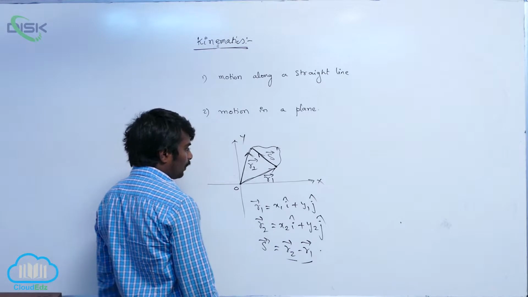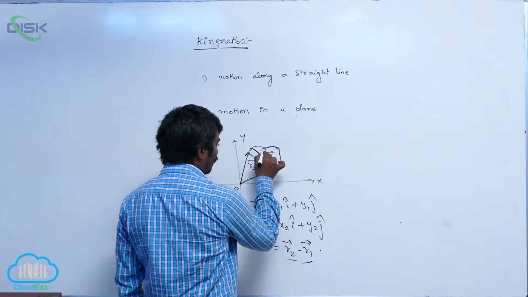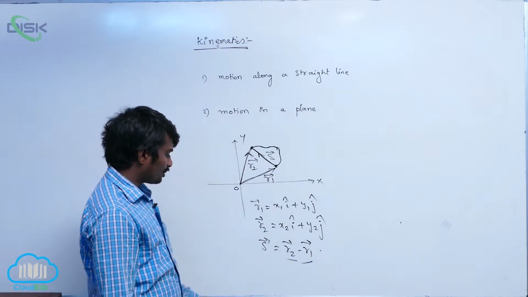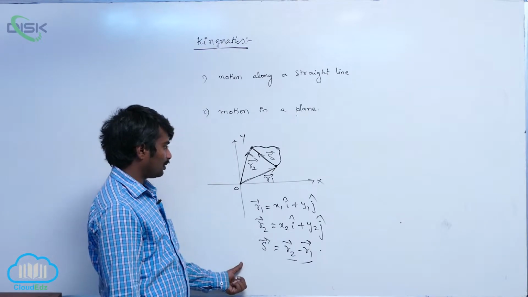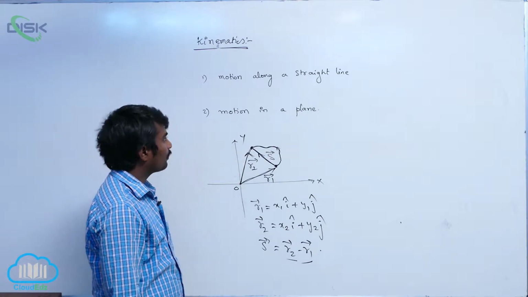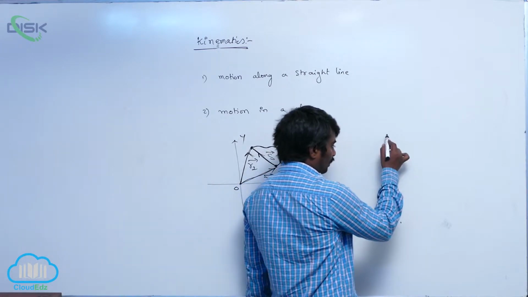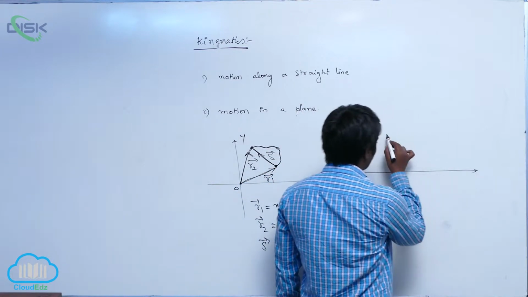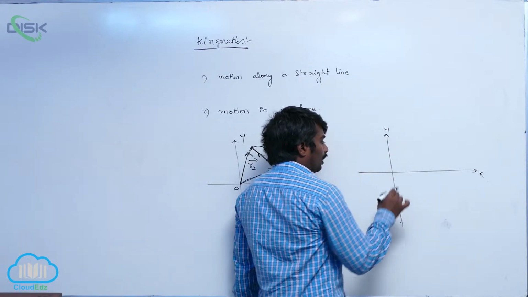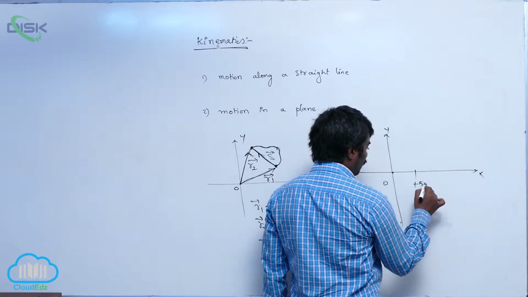Now path length. Path length means the length of the path followed by the object. So in this way we can discuss the displacement and path length as far as motion in a plane is concerned. And what about motion along a straight line? See here, this is the x-axis, this is the y-axis, this is the origin, here is the object initially at plus 5 meters, let me take.